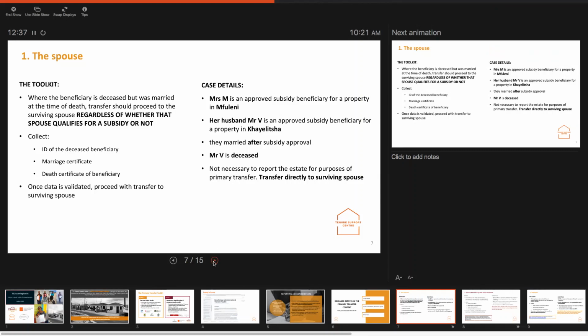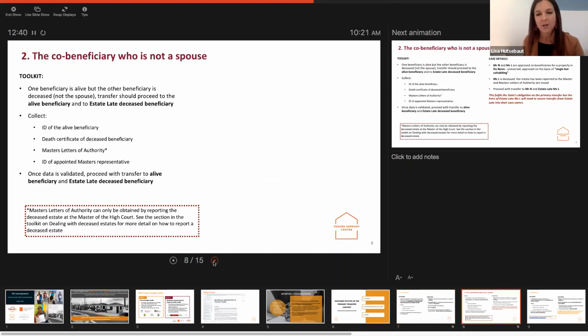Okay. All right. So that's the surviving spouse. The next scenario that we've encountered quite a lot is where you have a co-beneficiary. So you have two approved beneficiaries, but they're not a married couple. We see this fairly often with, for example, a parent and child who have been approved as co-beneficiaries, rightly or wrongly. That is a completely separate issue for discussion. So not a married couple. You've got one beneficiary who is still alive, but the other beneficiary is deceased and is not a spouse. So not the situation that we've just talked about.